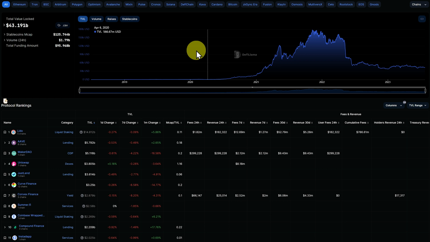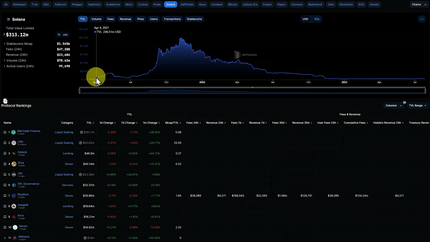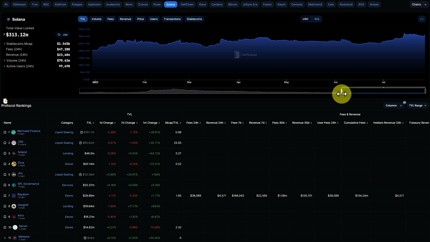So we're interested in Solana, so let's select Solana. You can see this explosion here. However, this metric was completely off, to be perfectly honest. Things were being double counted, triple counted, and it was a bull market. So let's ignore all of this and let's look at 2023. We'll pull the slider over and we'll zoom in to 2023. Start of 2023, $205 million. At present, $313 million. And this is in a bear market.